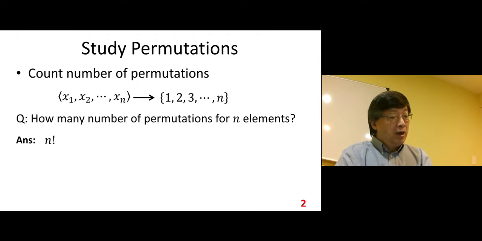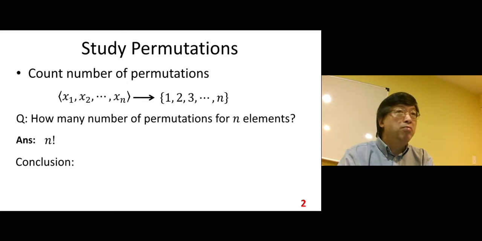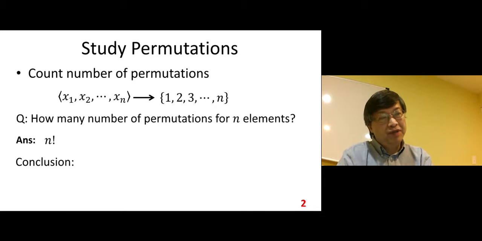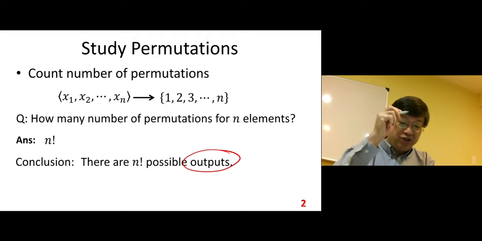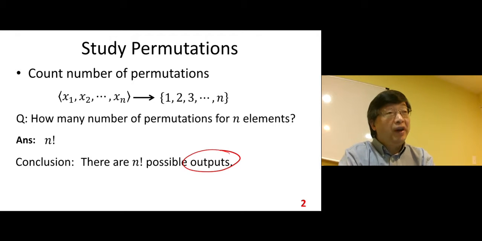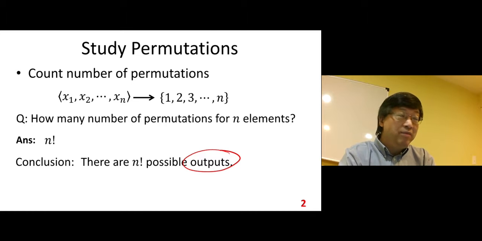But what is the conclusion from this answer? That's more important for us. We need a conclusion that can help us solve this lower bound problem. That is very important. The conclusion is there are n factorial possible outputs. You cannot have more than n factorial outputs.